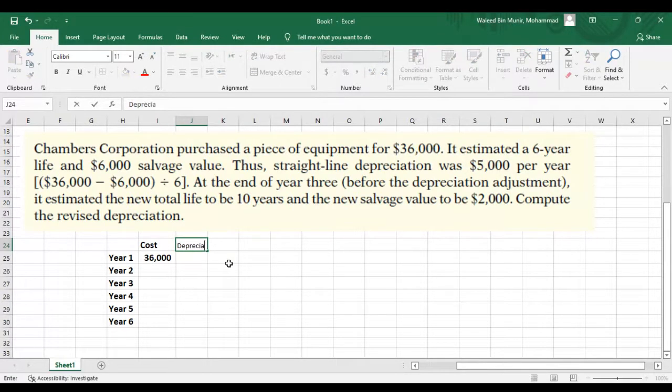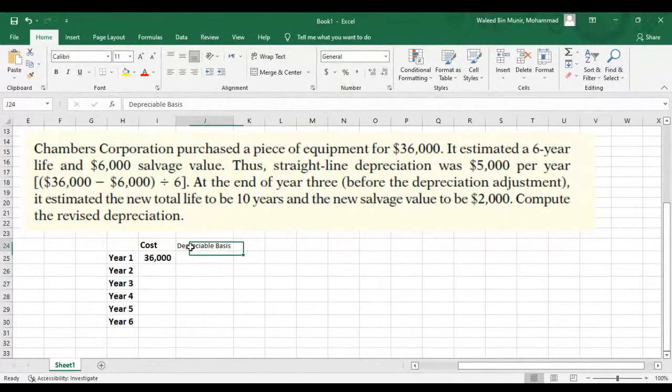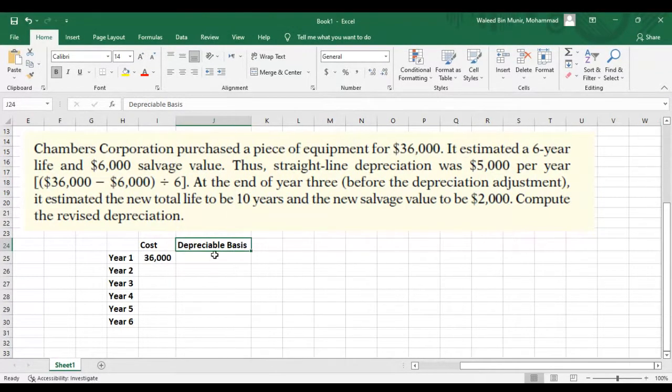That's how you calculate depreciation. Remember, this is the schedule. Depreciable basis. What will be the depreciable basis for this question? Who will tell me? What will be the depreciable basis or depreciable cost? How do we calculate depreciable basis? We are finishing the topic.